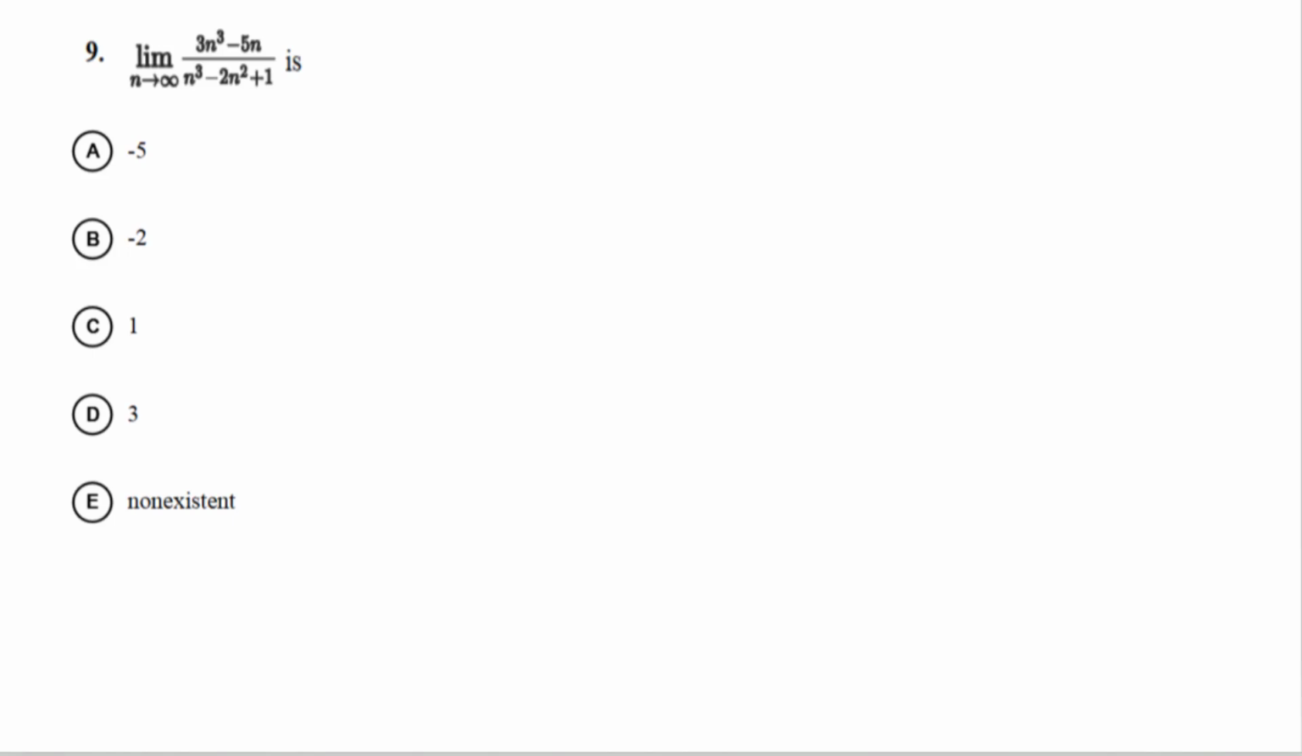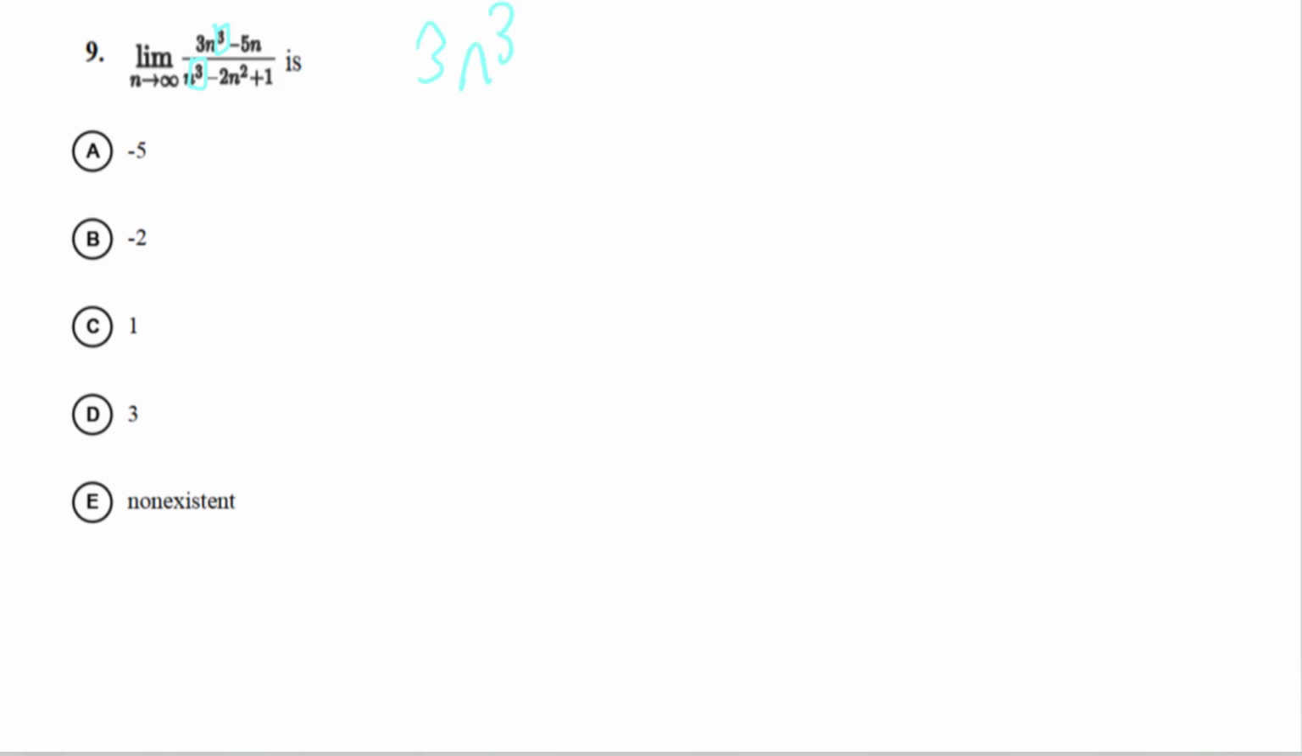This problem asks, what is the limit as n approaches infinity of 3n cubed minus 5n, all divided by n cubed minus 2n squared plus 1? The first step is to recognize the biggest exponent. We can see that n cubed is the biggest power here. Thus, we will divide both the denominator and the numerator by n cubed.